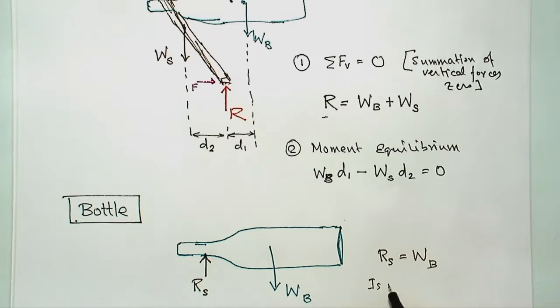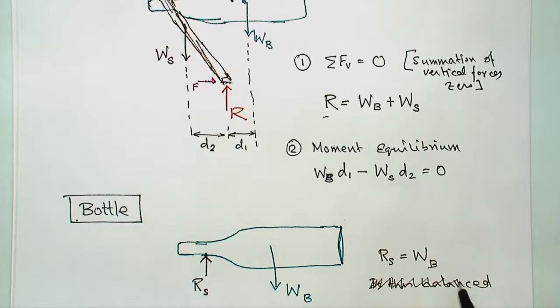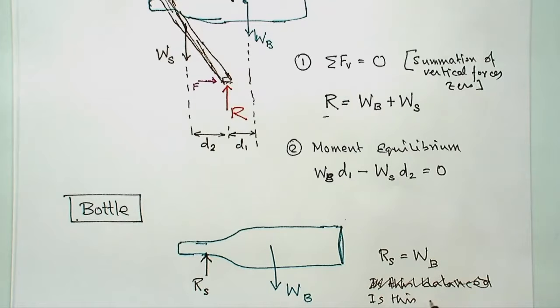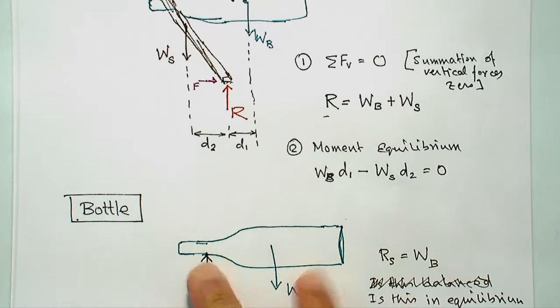Now, is this balanced? Or let me put it, is this under equilibrium? So I am drawing the free body diagram of the bottle. I put the weight of the bottle. That's the only force acting on the bottle due to gravity. Now that must be supported by the stand here. So the stand must be giving an upward reaction force to resist the weight of the bottle. So if we do that, then Rs is equal to Wb, and I say that's equilibrium. Is that correct? No, go on.